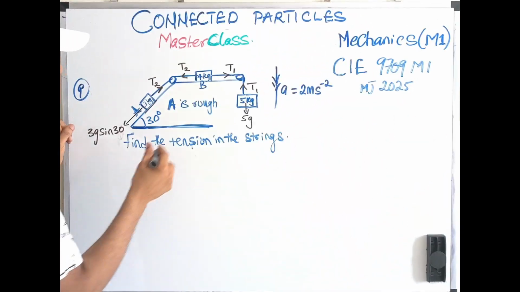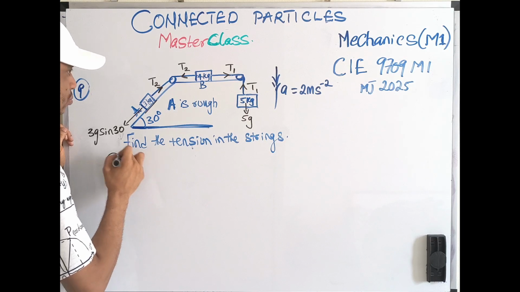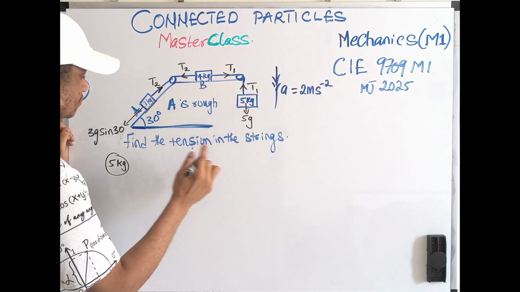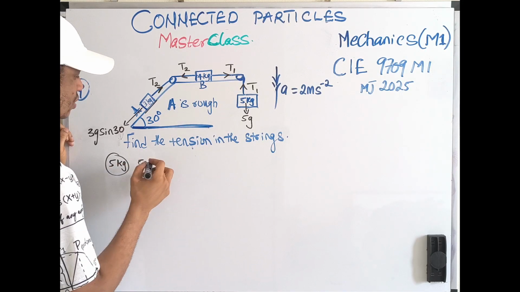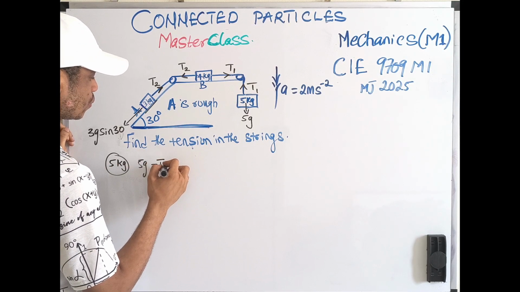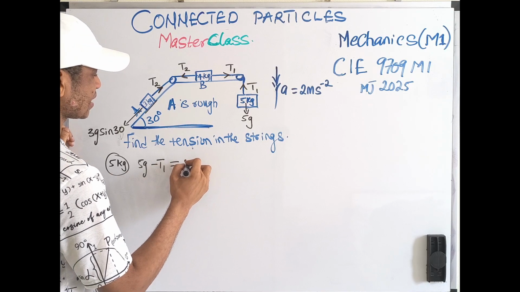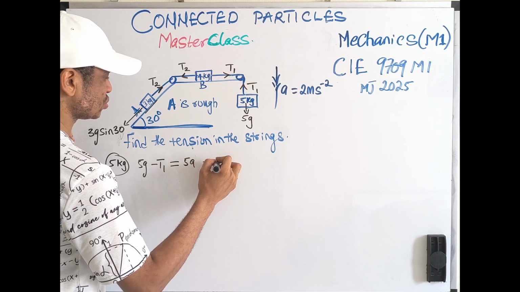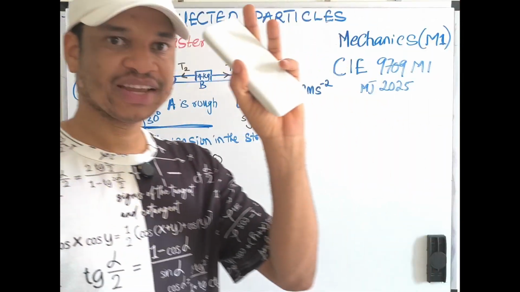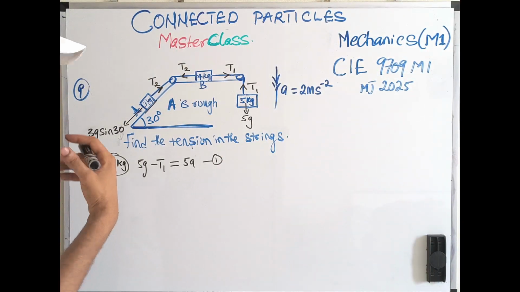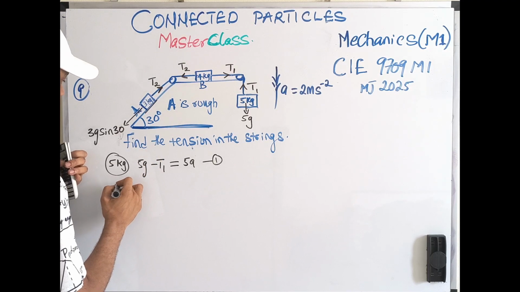Okay, now for the 5 kg, this will be 5G minus T1 is equal to 5A. So let's call this equation 1. Okay, let me get my calculator. The next thing I'm going to do is for the 4 kg.